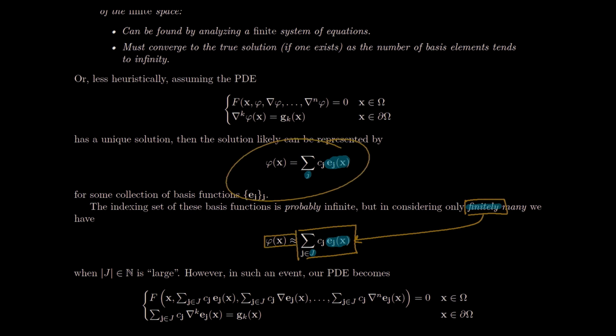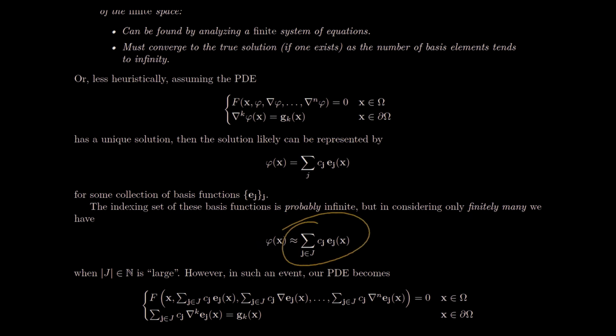Because what does it mean to represent something with infinite? It means the limit of finite. This is literally how mathematicians have defined infinite sums, as the limit of finite sums, which means a very large number of finite sums has to be really close to the actual solution. So we're going to restrict ourselves to some finite set of basis functions instead of infinitely many basis functions.